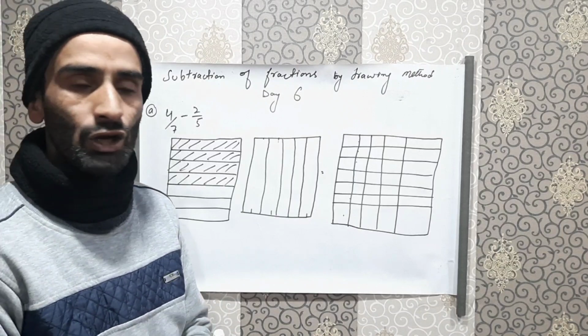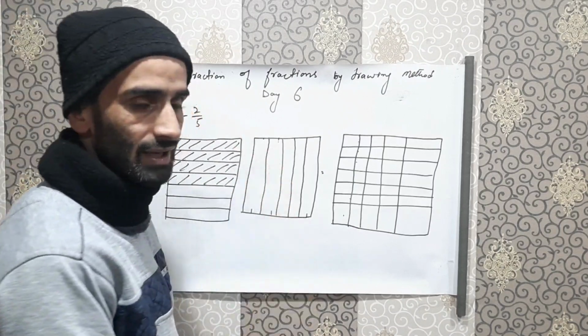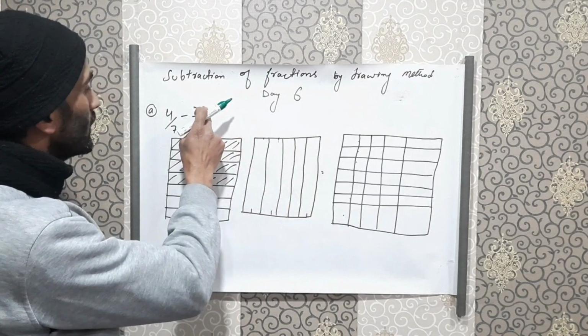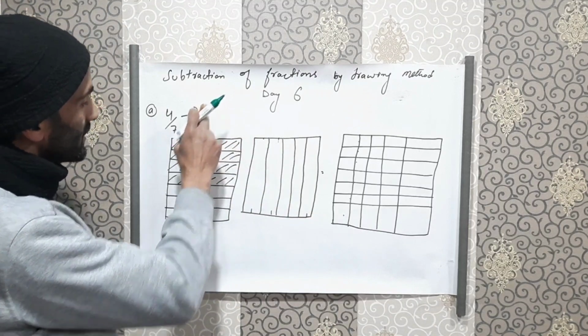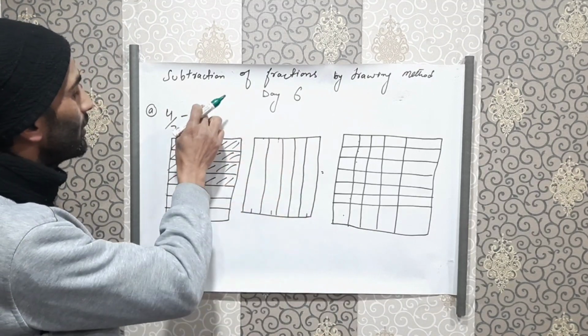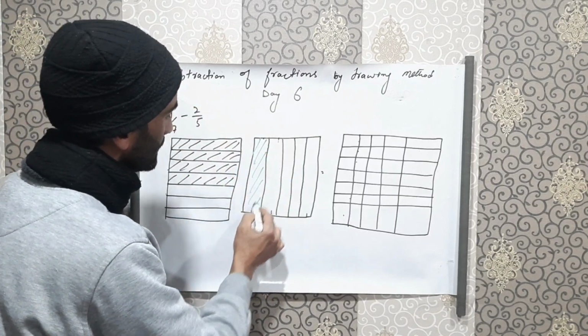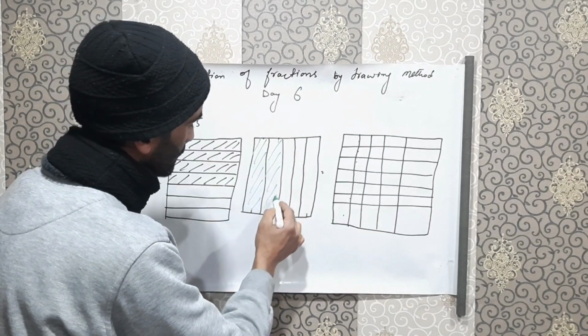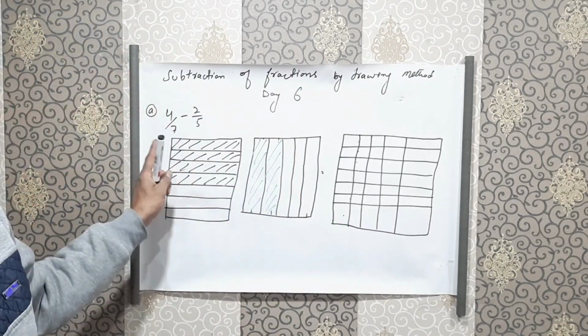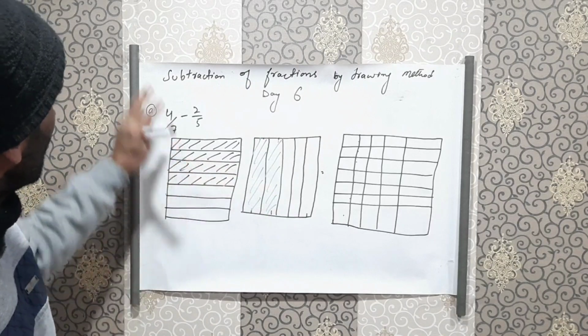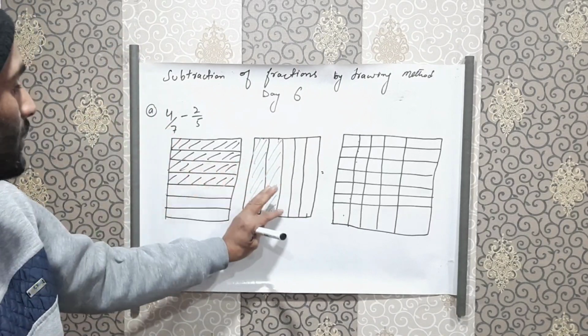Now we are going to represent the second fraction by drawing. Here we have to shade 2 parts horizontally, and vertically, how many parts do we have to shade? 2 parts. This is one part and this is the second part. Okay, my dear, now step 1 is complete. We have represented both the fractions by drawing.